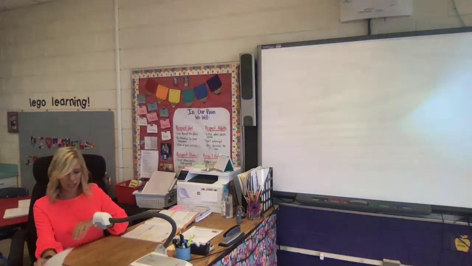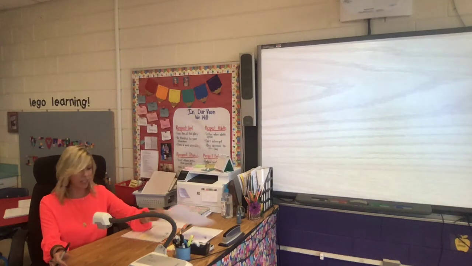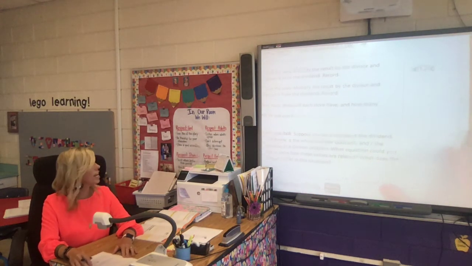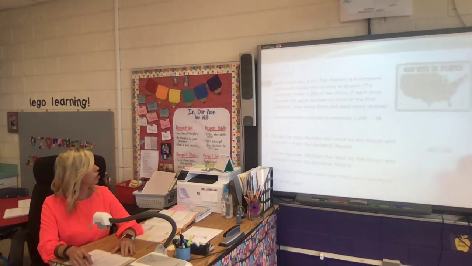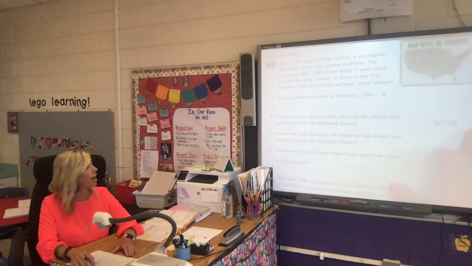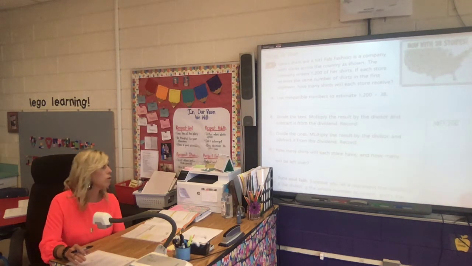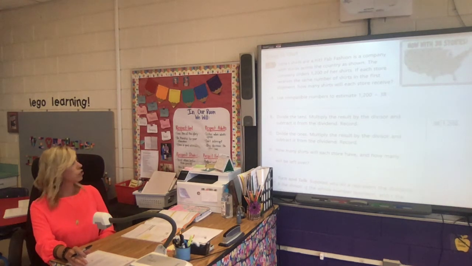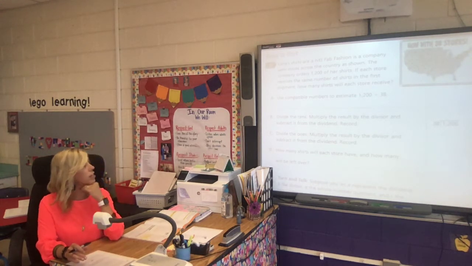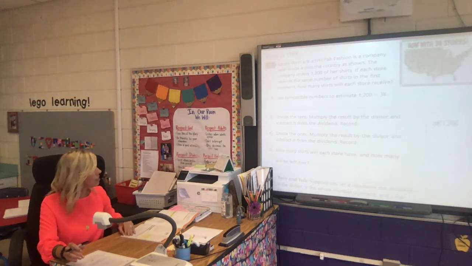All right, so let's keep moving. Let's move to page 56. Lana's shirts are a hit. We're still talking about Lana and her shirts. Fab Fashion is a company with stores across the country as shown. The company orders 1,200 of her shirts. If each store receives the same number of shirts in the first shipment, how many shirts will each store receive?